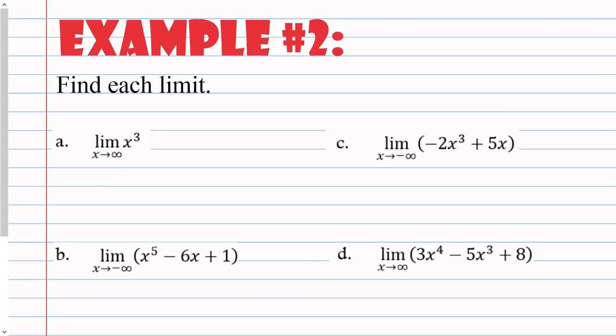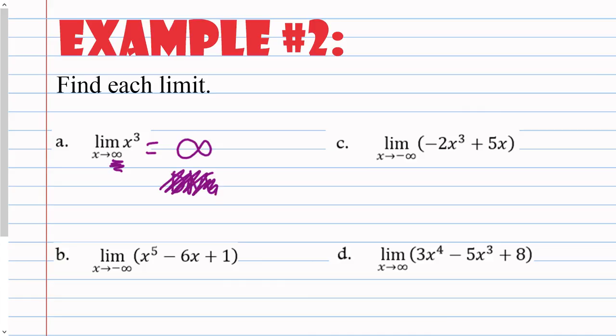Find each limit. A, the limit as x approaches infinity of x cubed. So this is an odd exponent, but it really doesn't matter because we're headed towards positive infinity, so it's always really going to be positive infinity. Now, this limit technically does not exist, but I can actually tell you if it's infinity or negative infinity, because it could be either. And sometimes you have to know which one it is. Does not exist is not good enough.